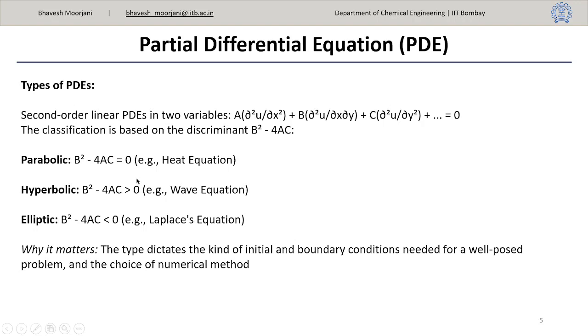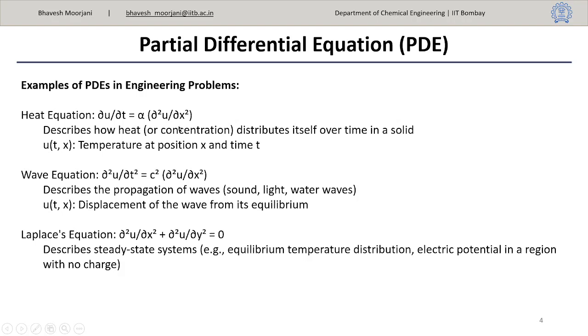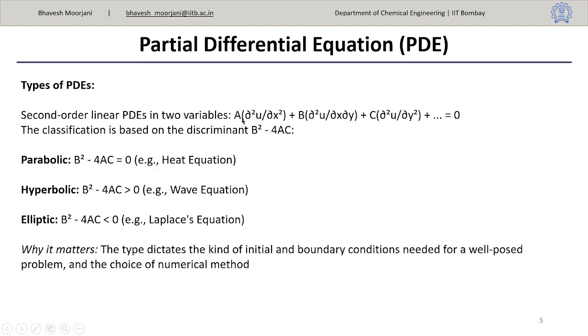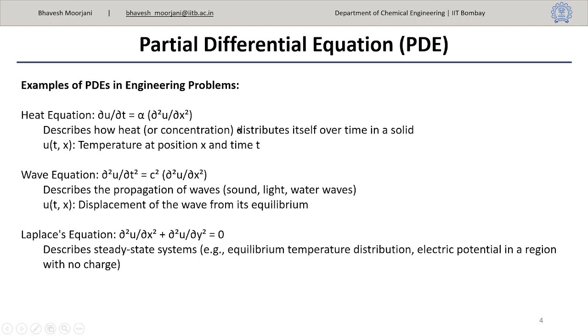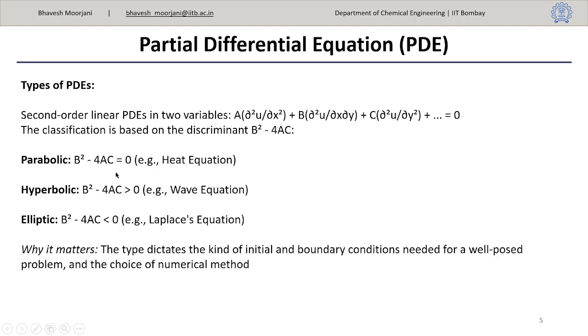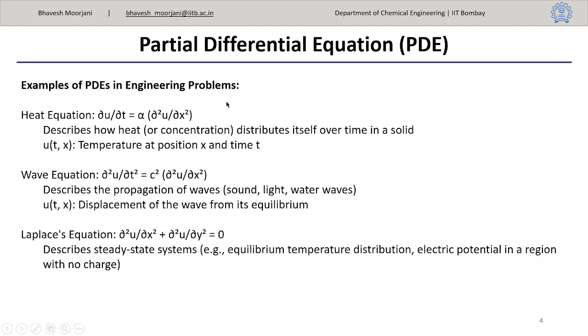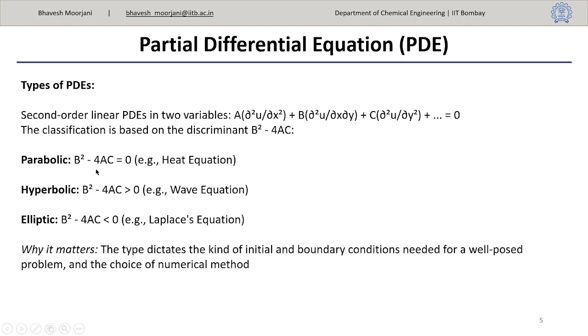Now if you compare this with the heat equation we have seen previously, I have to look at the coefficient of the second order derivatives, right? So here I only have one coefficient, which is alpha. Let's say b square is 0, because I don't have any second order derivative with both variables. Let's consider it as a. Your c is 0, so your b square minus 4ac becomes 0, so your equation becomes parabolic.